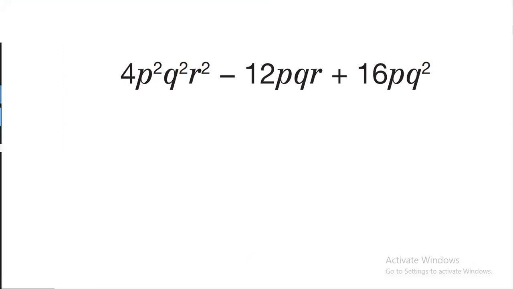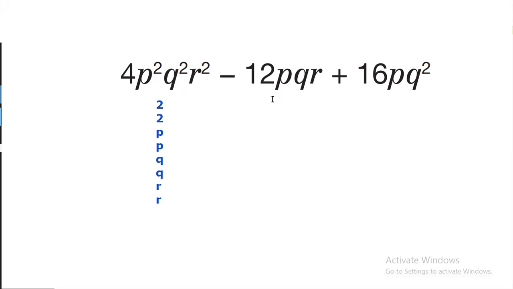So in this question, factorize fully, first thing we have to do, we have to break down the element into its prime factors. So first, let's do this. 4 here, it should be broken into 2 times 2. And then we have two P's, so P, P. And then two Q's, Q, Q. And then two R's, so R, R. This is the first element of the expression.